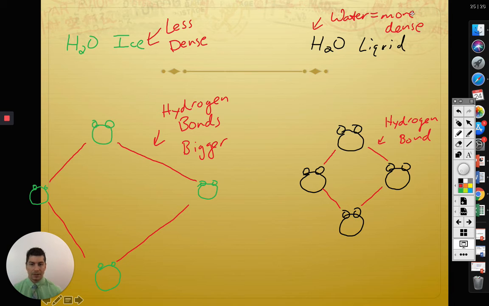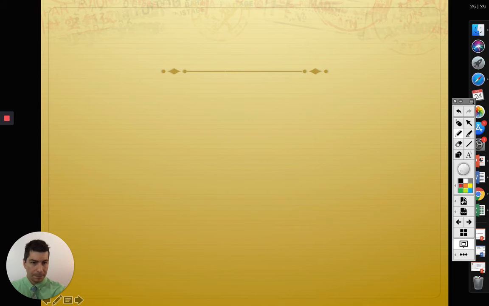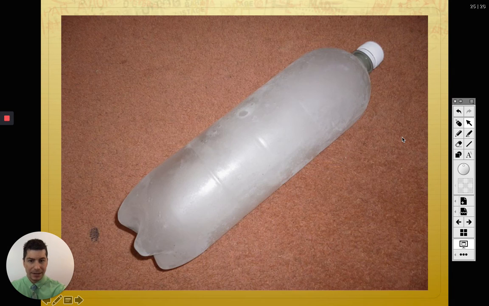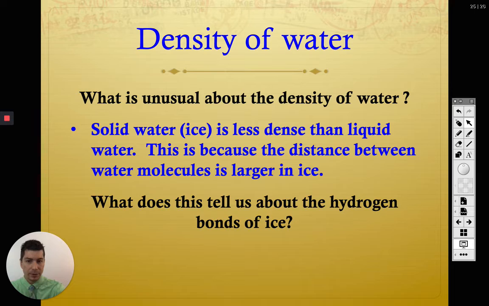Okay. So what happens whenever liquid water transforms into ice? Same amount of water molecules, only difference is the hydrogen bonds get a little bit bigger. Okay? And this is why, if you've ever seen a water bottle that you put in the freezer, that bottle starts to swell, it starts to expand, and we actually have a bigger volume of water compared to what we normally had.